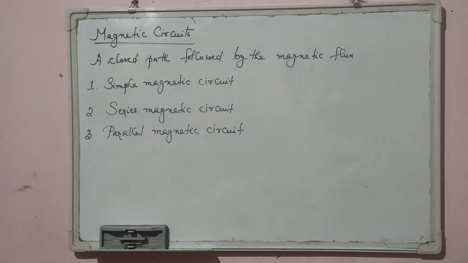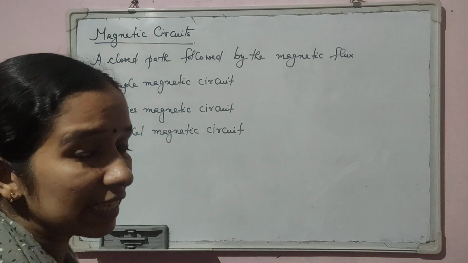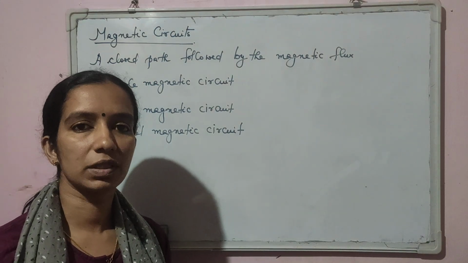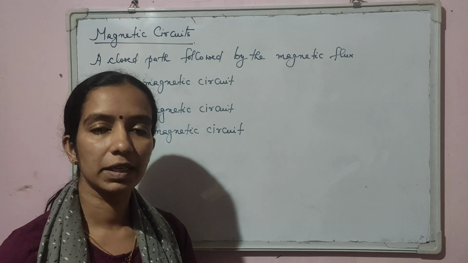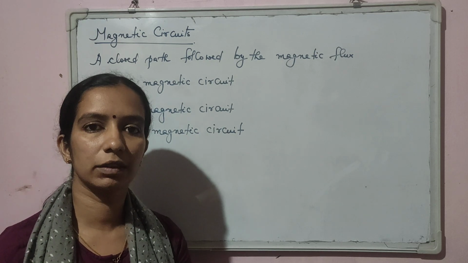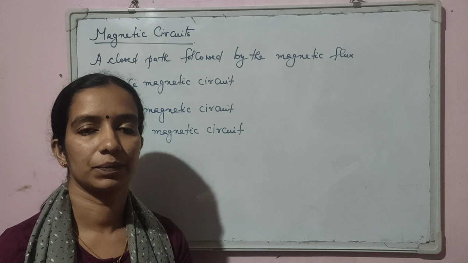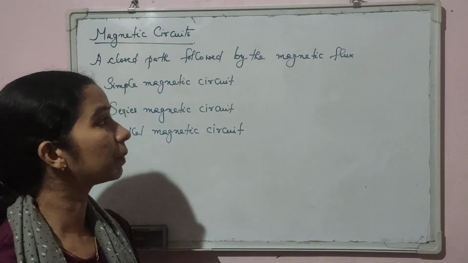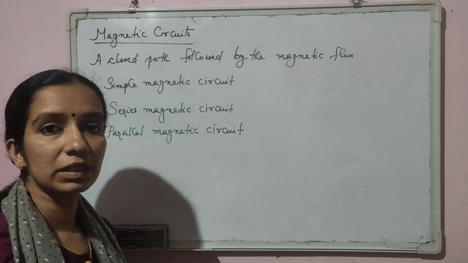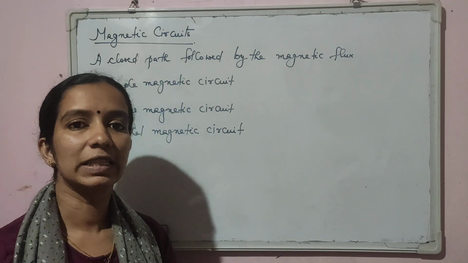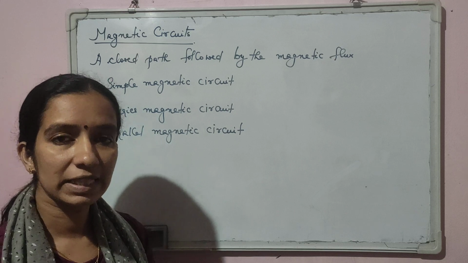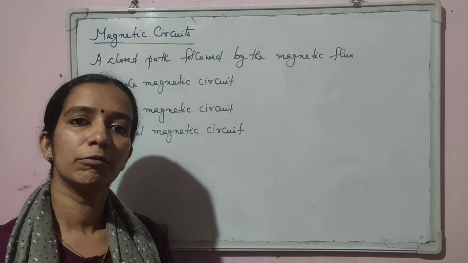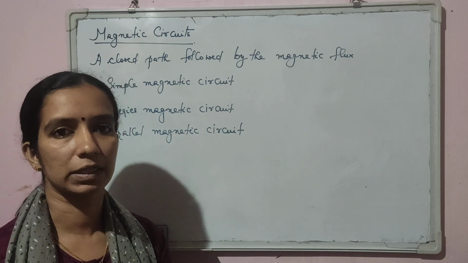In this lecture, we will be discussing magnetic circuits. So we have studied electric circuits, and we know that an electric circuit is a closed path for the flow of electric current. Similarly, a magnetic circuit is a closed path followed by the magnetic flux, for the setting up of magnetic flux.